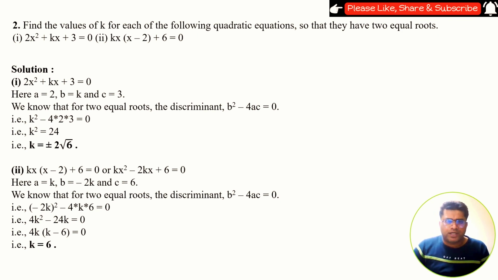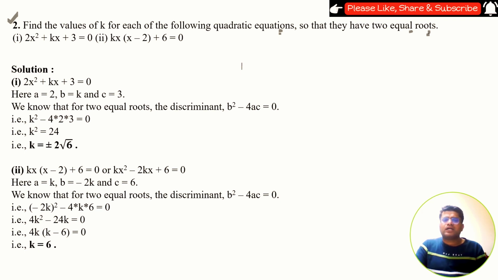Now student, this is your problem number 2 from your exercise 4.3. What is it saying here? Find the values of k for each of the following quadratic equations so that they have two equal roots. What is it saying? Find the value of k in which situation? When there are two equal roots.